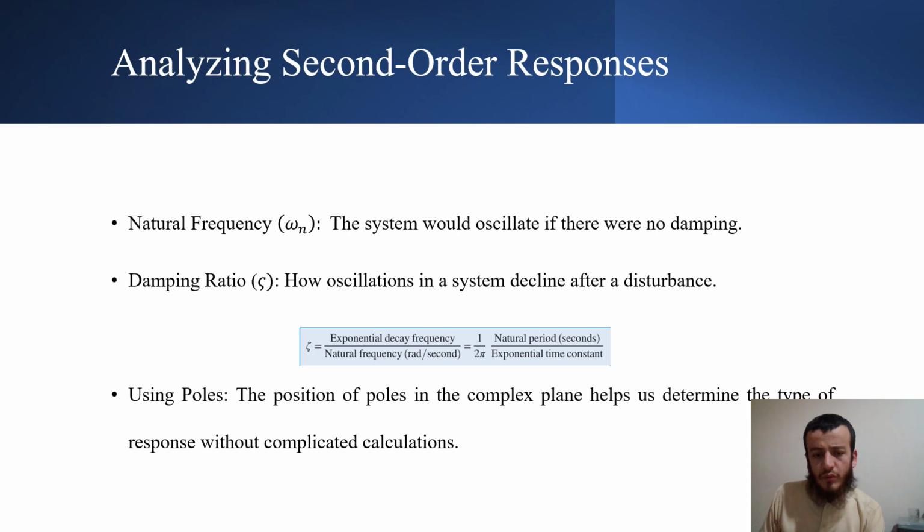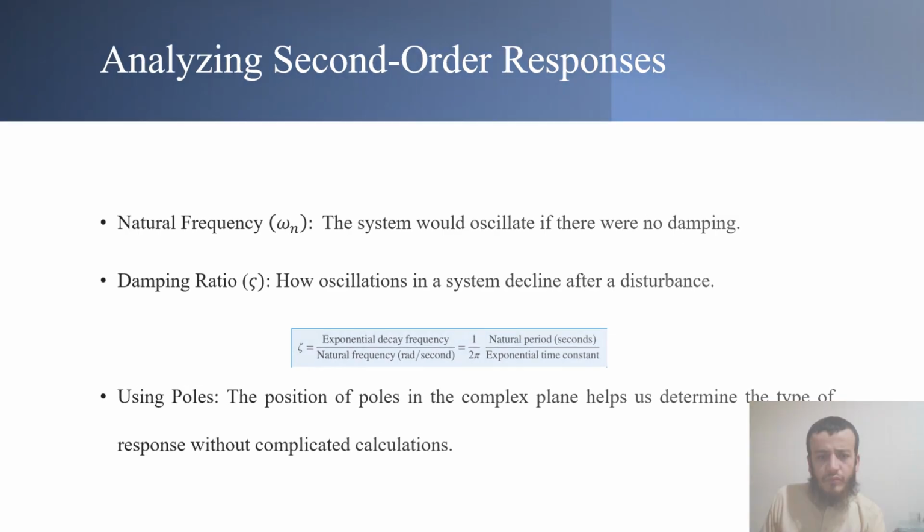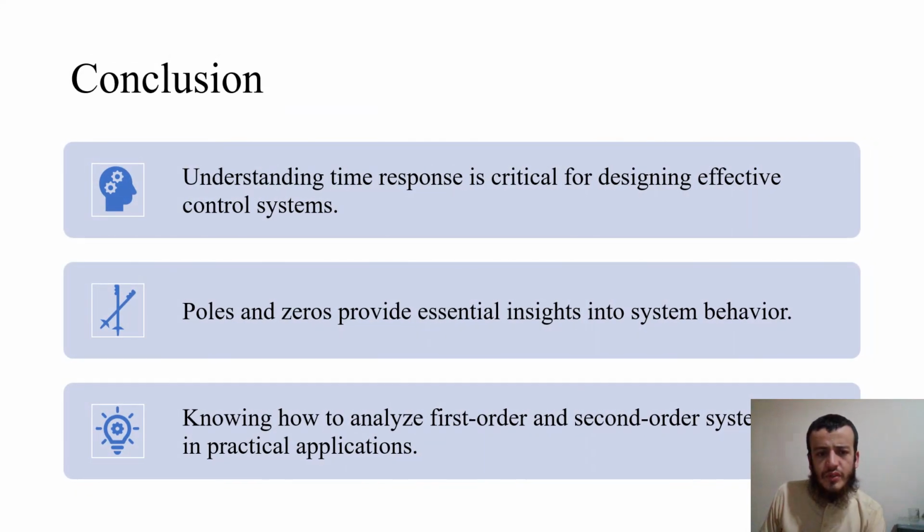Using the position of poles in the complex plane helps us determine any type of response without using more complex calculations. In conclusion, understanding the time response is critical for designing more efficient control systems. Also poles and zeros provide very important information about the behavior of a system, and knowing first and second order systems helps us in practical applications.